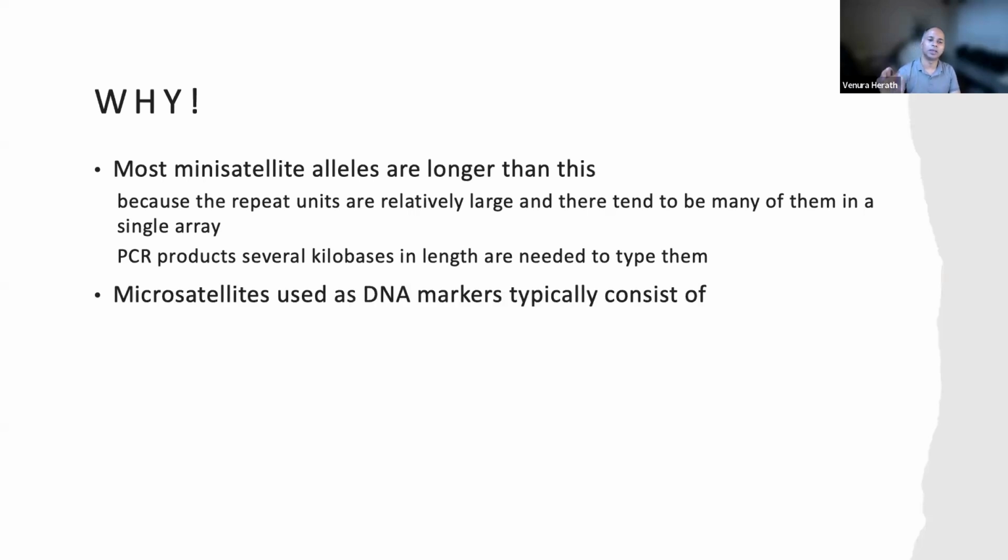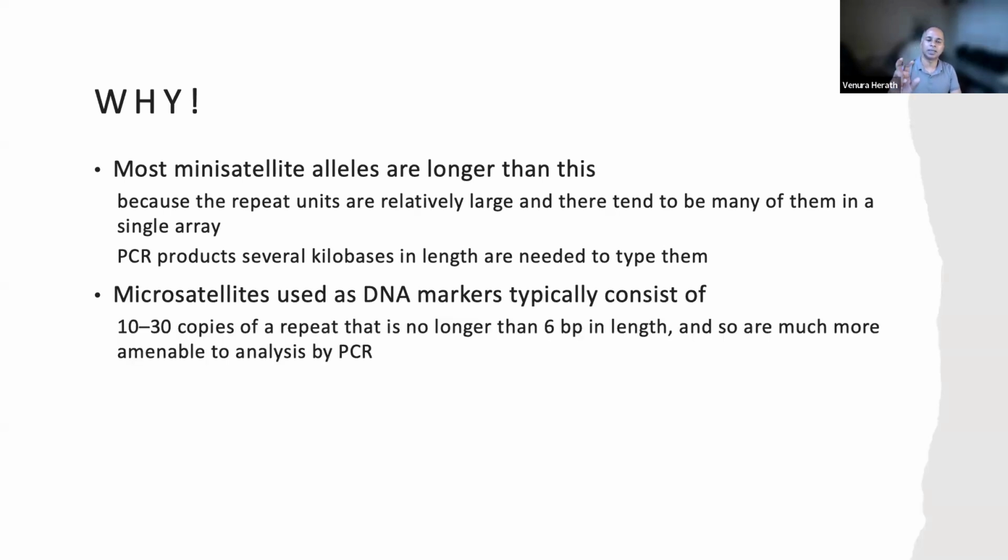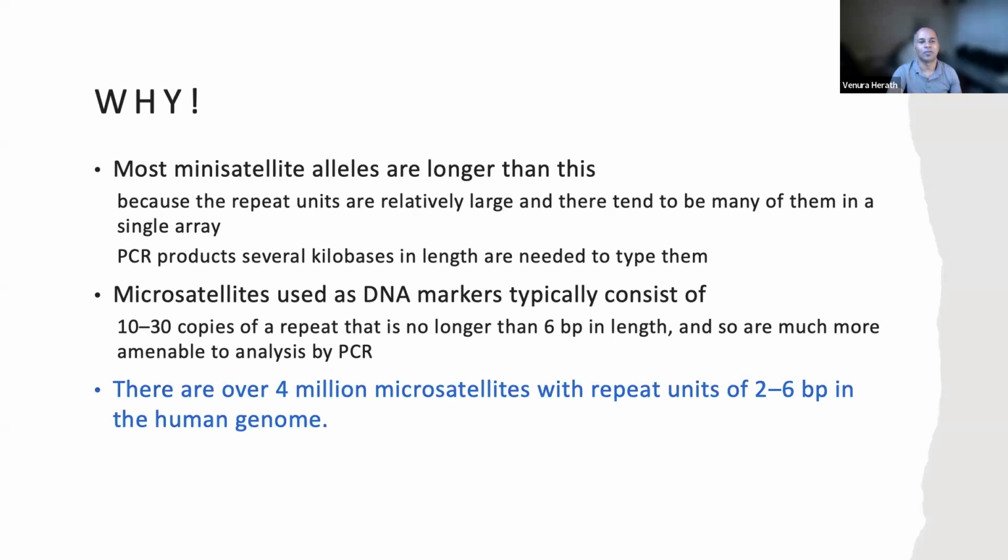If you take microsatellites, when we use them as DNA markers, they typically contain 10 to 30 repeats, and the repeat units are no longer than 6 base pairs in length. So that means they are much more amenable to analysis by PCR. And in our genome, there are more than 4 million microsatellites with repeat units of 2 to 6 base pairs. So microsatellites provide an ideal marker over minisatellites when it comes to developing our genetic map.